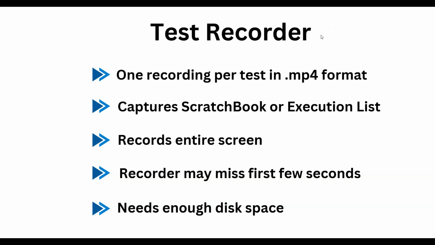Now this is about the test recorder. And we already know that we can capture screenshots in Tosca and we can save it into our execution list whenever there is a failure, or if you want to capture a screenshot at any point of your test execution, you can do that. But now Tosca also enables you to completely do a recording of your test execution and save it as a video.